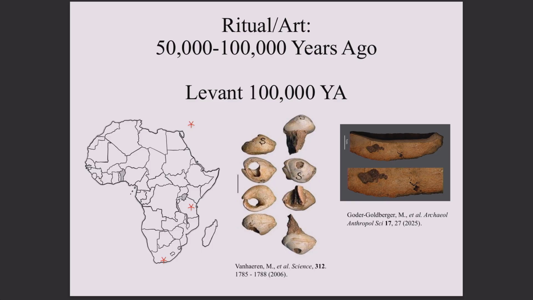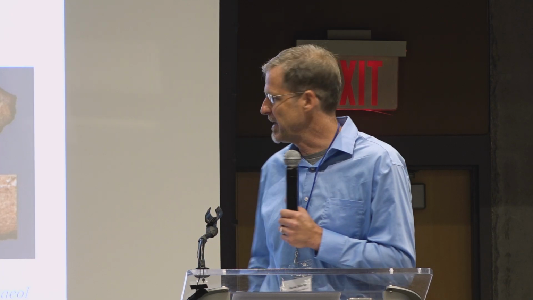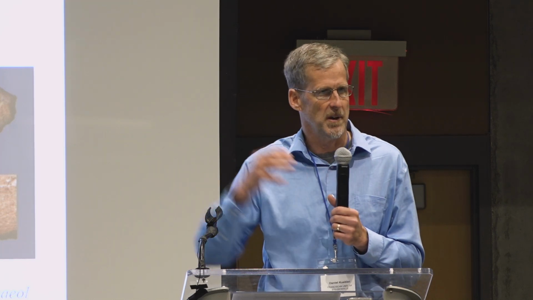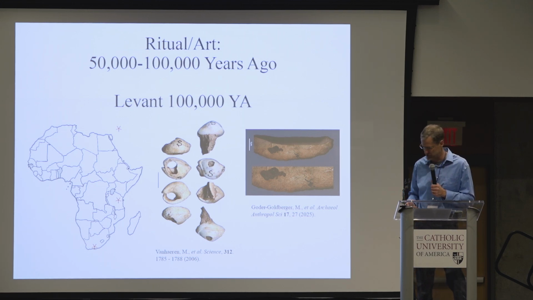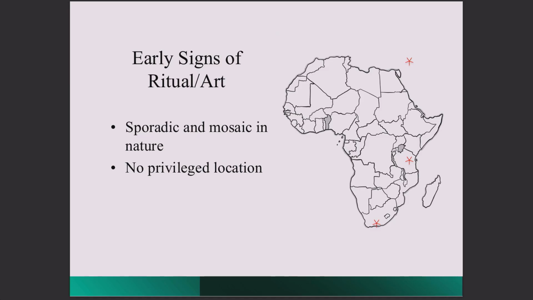But there's also evidence in the Middle East. In the Levant, there's a paper that came out, about 20 years old now, where they found shells that have these holes in them as well. And these were found, I think, about 15 miles from shore. So they'd been transported; they didn't just wash up on the beach. So you have this sort of ritual jewelry showing up around 50 to 100,000 years ago, but in multiple locations. Again, not a privileged site. So you see this sporadic, mosaic nature in the archaeological record, and again, no privileged location.